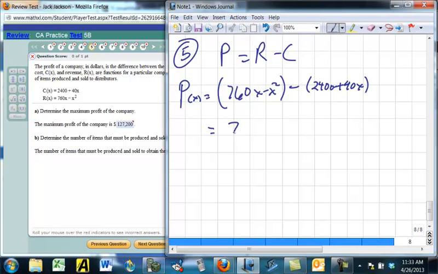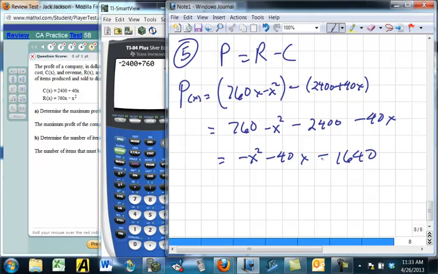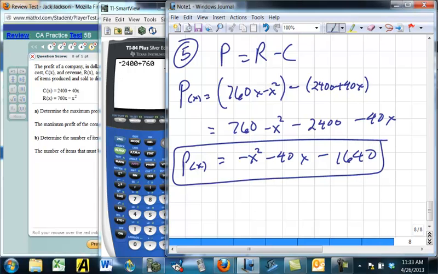Alright, let me just clean this up a bit. We could type it in just like that in the calculator if we wanted, but I'm going to go ahead and distribute this negative and combine some like terms here. Negative x squared minus 40x minus, okay, we've got a calculator, why not use it? Negative 2400 plus 760, negative 1640. Okay, so there's p of x, simplified a bit. There's our profit function.